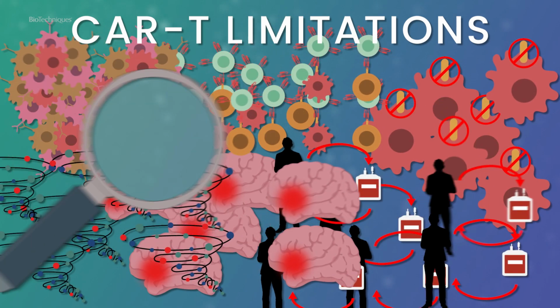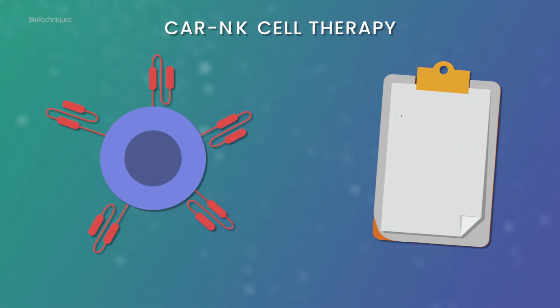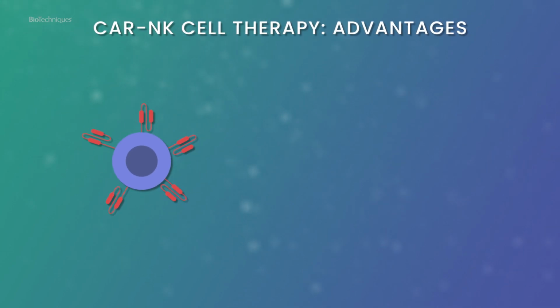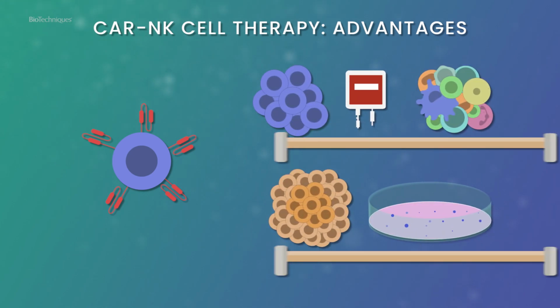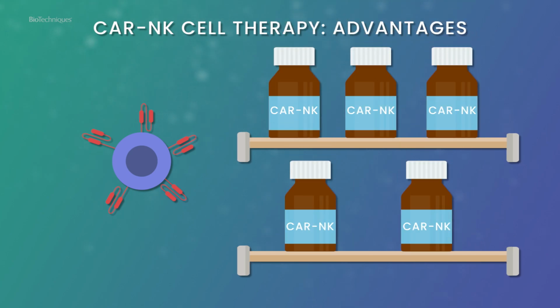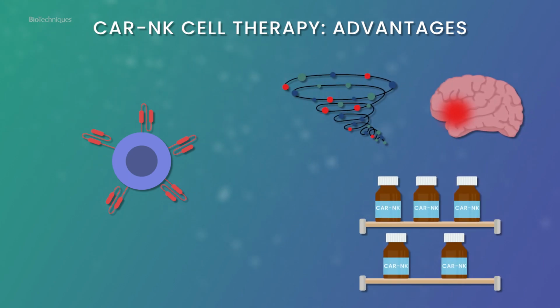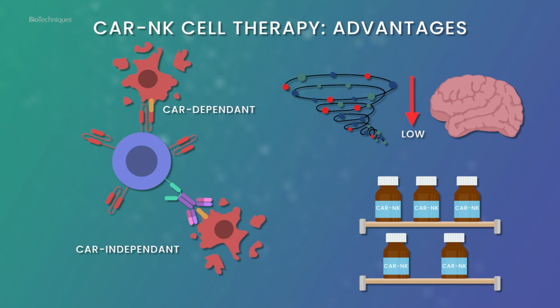Given these limitations, there is growing interest in exploring CAR natural killer cells as an alternative to CAR T-cells due to their promising preclinical and clinical results. CAR NK cells offer unique advantages. They can be generated from various sources, as allogeneic CAR NK cells don't cause GVHD, making them attractive candidates for universal off-the-shelf immunotherapy. CAR NK cell therapies have demonstrated superior safety profiles with low risk for CRS and neurotoxicity. Furthermore, CAR NK cells identify and eliminate cancer cells through both CAR-dependent and CAR-independent mechanisms, boosting anti-tumour efficacy.